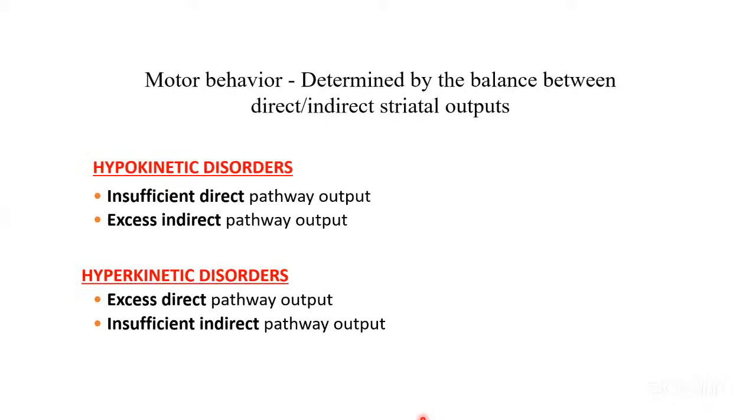So motor behavior: the balance between the direct and indirect pathways will be causing disorders. Hypokinetic disorder will be caused by insufficient direct pathway output and excess indirect pathway output, whereas hyperkinetic disorders will be caused by excess direct pathway output and insufficient indirect pathway output, as we have already discussed.